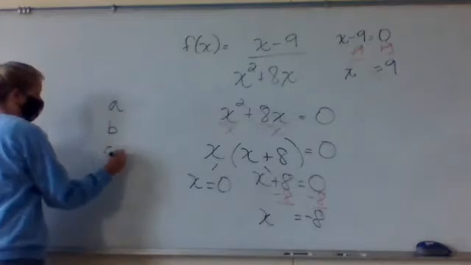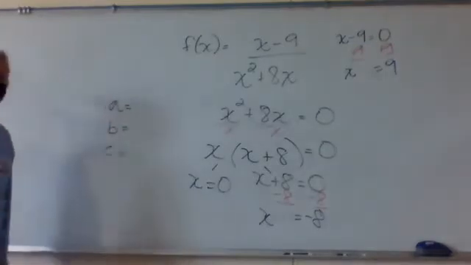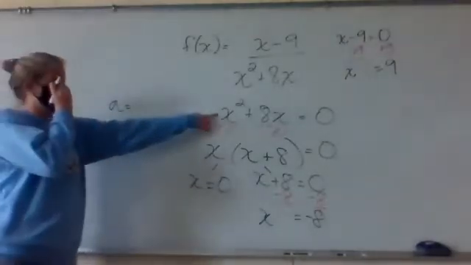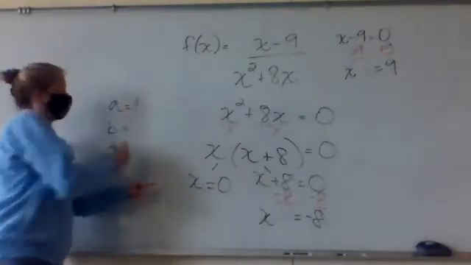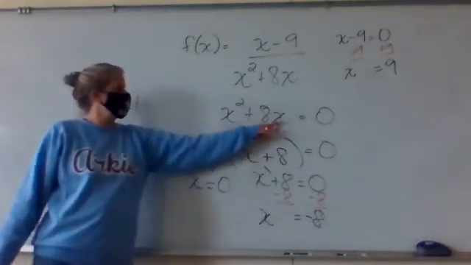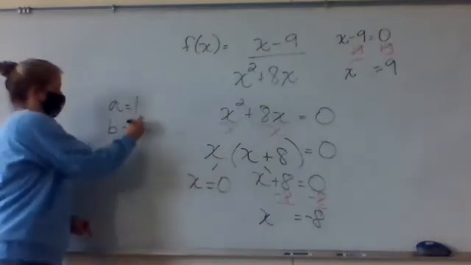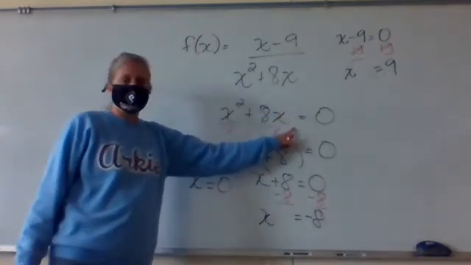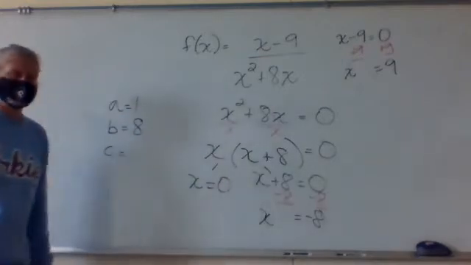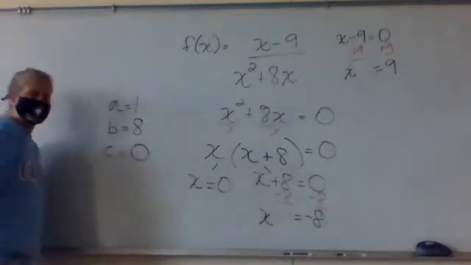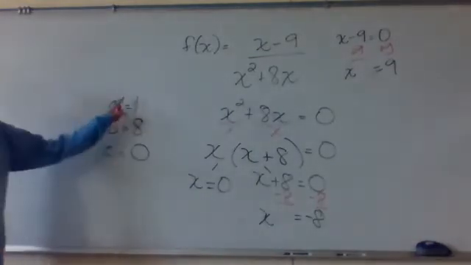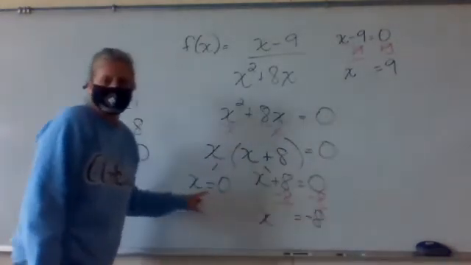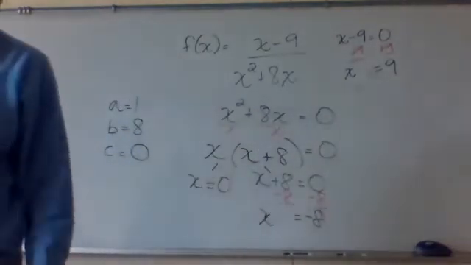Remember, if you're using the quad program, you have to know what A, B, and C are. A would be the number in front of x squared, which would have been 1. B is the number in front of x, which would have been 8. Then C is your constant, which is the number over here that doesn't have a letter hooked onto it. Since there is no constant, your C would have been 0. If you plug that into your quad program, it's going to give you those two answers also.